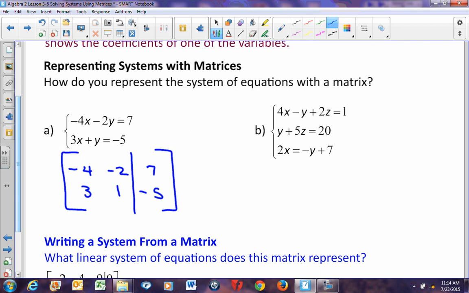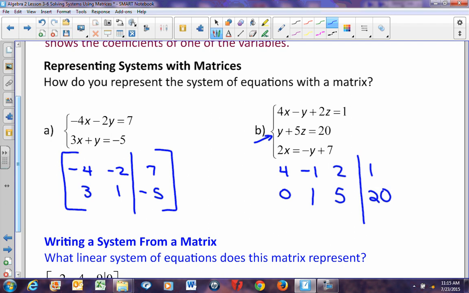If you look at this second one here, this would be 4, -1, 2, 1. Notice there is no x value, so I have to put in a 0 for x. In this second equation we have 1 y, we have 5z, and we have 20, but we don't have an x, so you have to put in a 0 so that the matrix gets filled with something. We can't leave it blank.